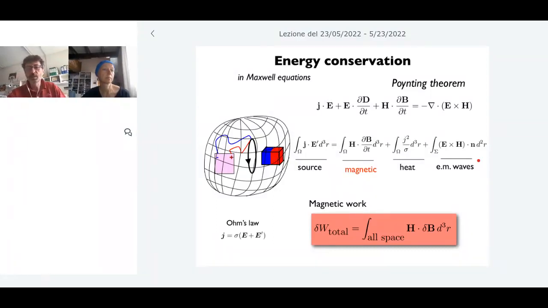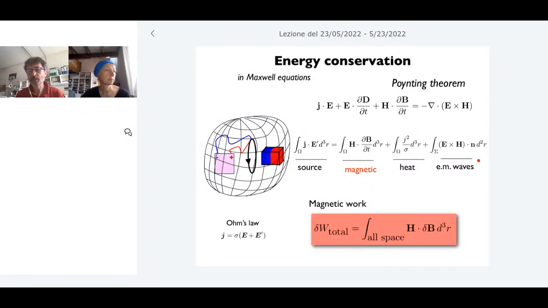But what is interesting for us is the remaining term, because then we have on the left-hand side the energy source. Then we have some energy which is flowing out of the volume, some energy which is dissipated as heat, and the remaining part. The remaining part is the integral over the volume of H dB over dt. This is the magnetic energy. So this is our interpretation from the Poynting theorem.